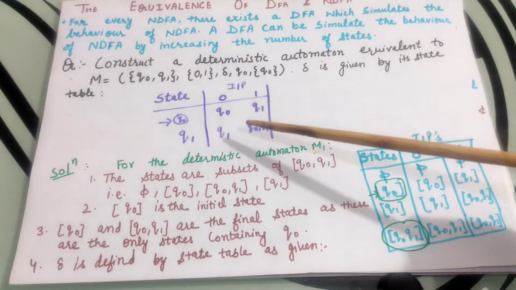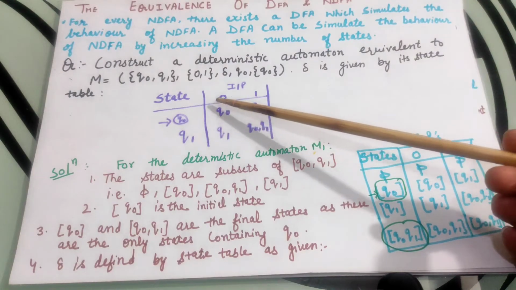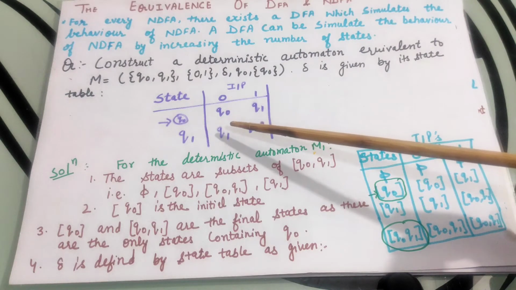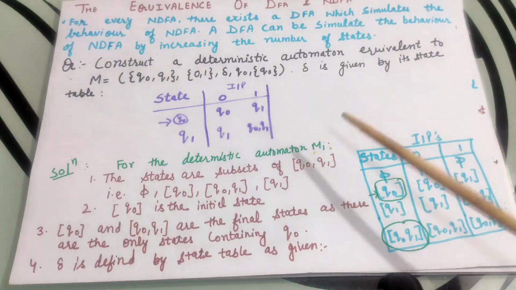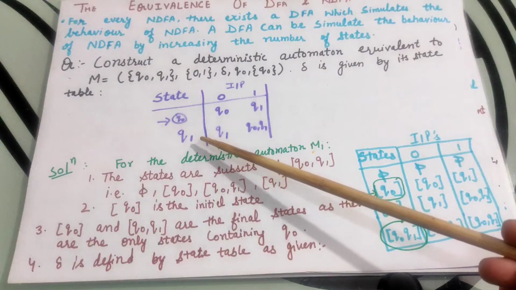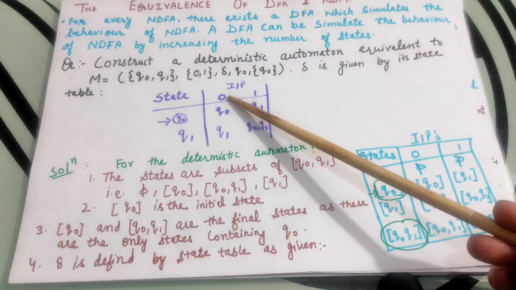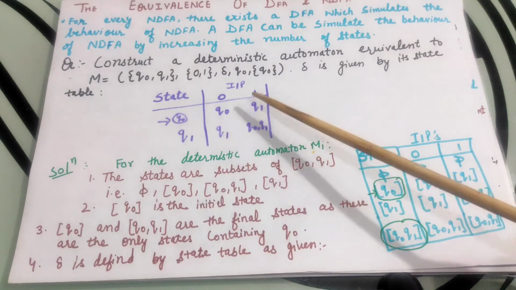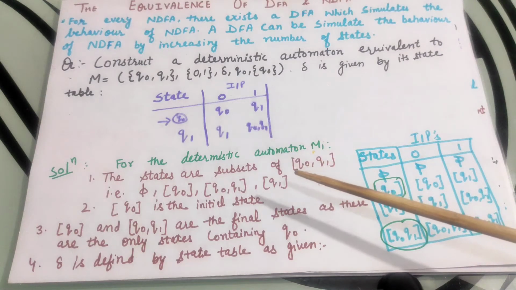Here two inputs are used, one is 0, another one is 1. When we provide the 0 input at the Q0 state, the next state is Q0. And when we provide the 1 input at Q0, the next state is Q1. Same with the second state, that is Q1. When we provide the 0 input, the next state will be Q1, and for 1 input, the next state is Q0, Q1.